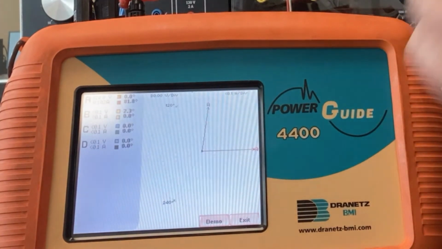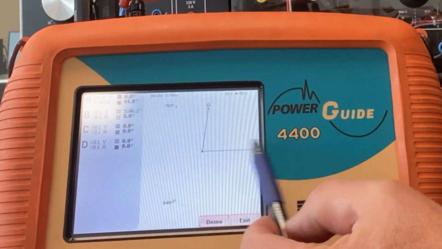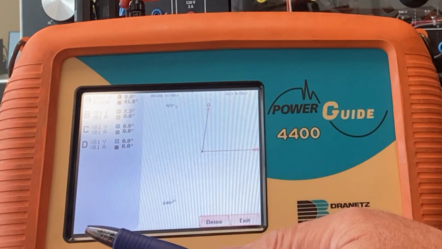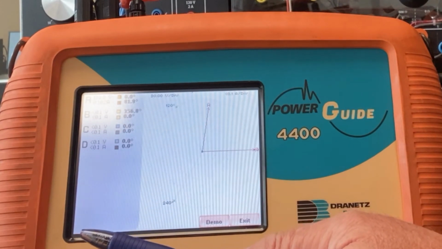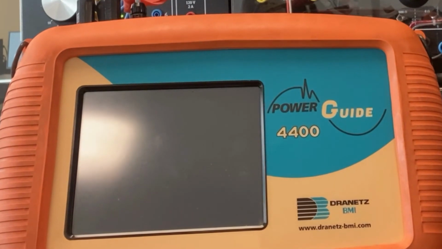So to be clear, if I were putting just resistance in here, you would see the phase angle would be the same as the voltage. If I were to put just capacitance, you would see it off by 90 degrees. And if I were to put just inductance, you'd see it off by 90 degrees.